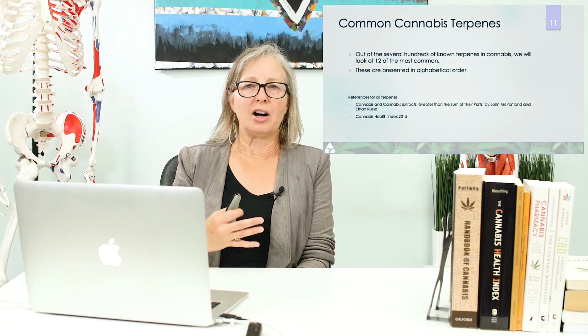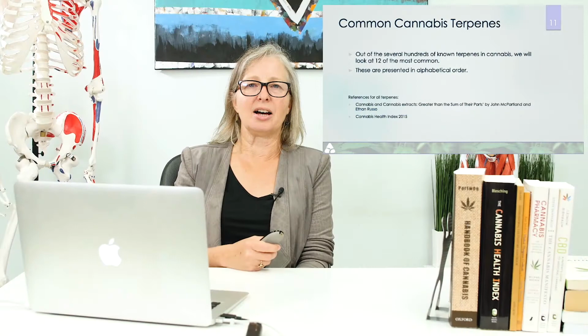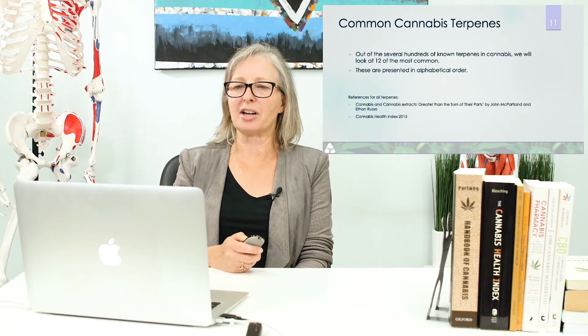So let's look at some of the common terpenes that we're going to find in the cannabis plant. There's several hundred known terpenes to be found in different cannabis plants and products. As far as how many terpenes there are in the world, thousands, probably millions of them. So there's a lot of these little molecules that make up smells. So I'm going to present 12 of the most common ones. They're going to be presented in alphabetical order. So if you need to go back and review some of this, you just know that these are coming up in alphabetical order as well.